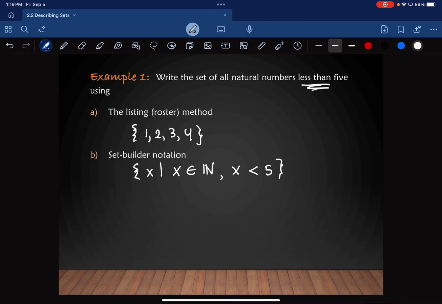I mean, it worked just fine to write 1, 2, 3, 4. But there are cases and there are problems where it's not overkill. You can't even list them at all, okay? So we've got more than one notation.